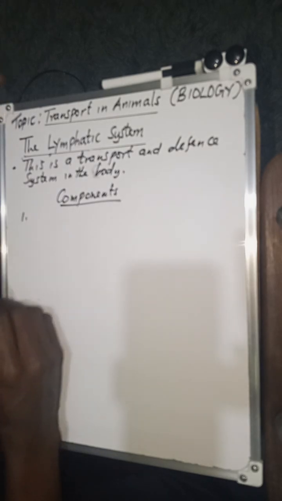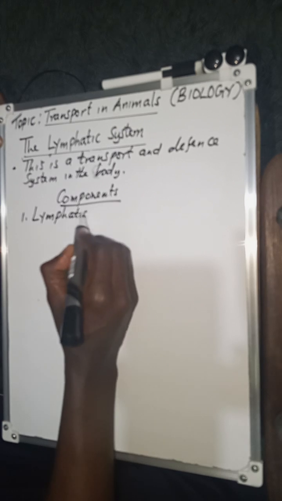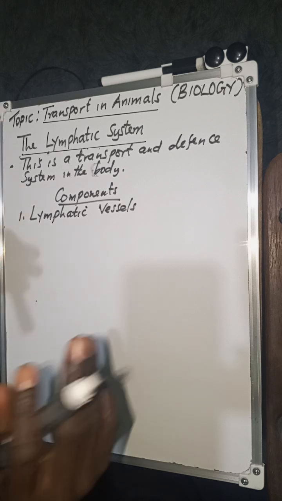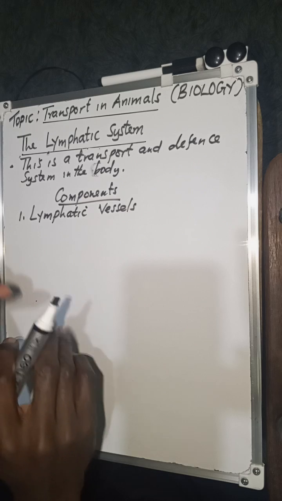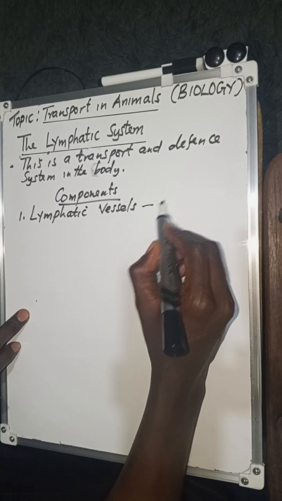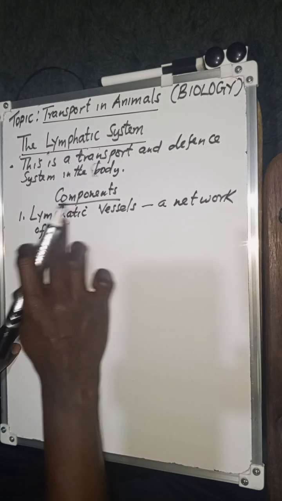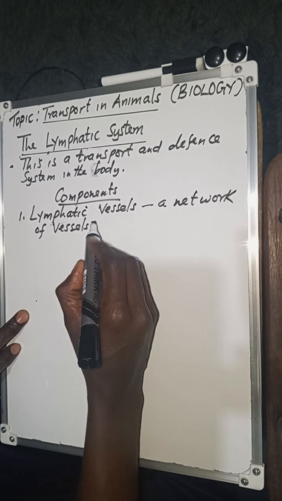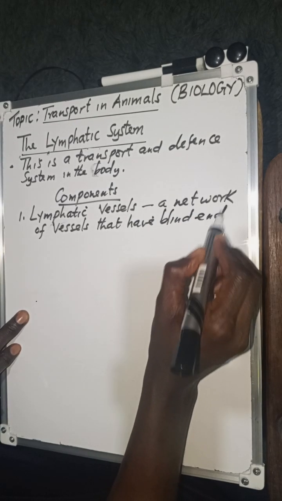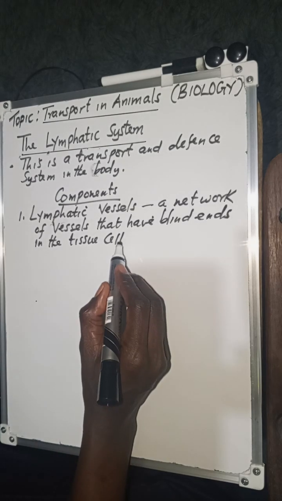So number one, the lymphatic system is made up of lymphatic vessels. So these lymphatic vessels are simply just a network of vessels that have a blind end in what we are calling the tissue cell. So normally where there's a tissue fluid, they are going to have their blind ends in that direction. So this is just a network of vessels that have blind ends in the tissue cells. That is what you need to remember, in the tissue cells.